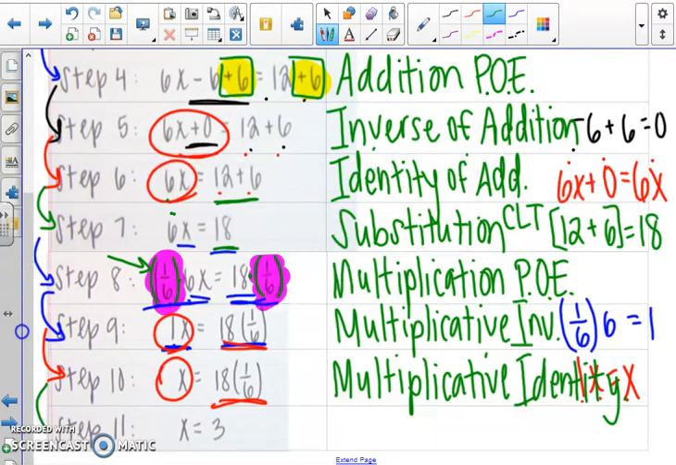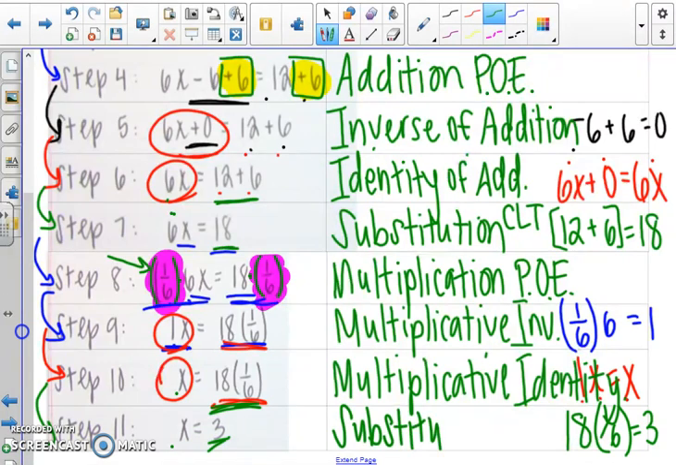And then very last step, 10 to 11. The x doesn't change. This is what changes. 18 times 1/6 became 3. All we're doing is simplifying. We're just multiplying. We're carrying out a basic operation of multiplication. So that is going to be substitution. Because we are substituting the number 3 in for the expression 18 times 1/6.